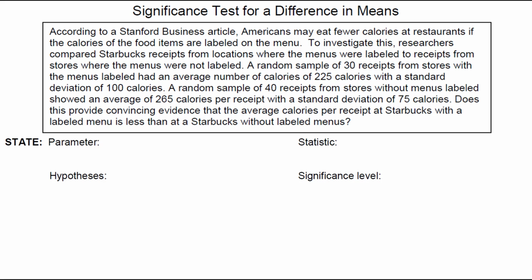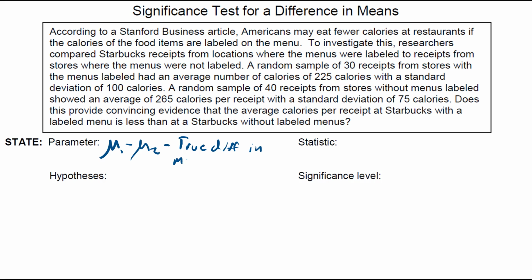Okay. So again, the question: does this provide convincing evidence that the average calories per receipt at Starbucks with labeled menus is less than at a Starbucks without labeled menus? Right there, the last little sentence tells you what our null and our alternative hypothesis are to begin with. Let's start out with the parameter. They're wanting the difference here, so we're going to look at mu1 minus mu2, which is the true difference in mean calorie intake.